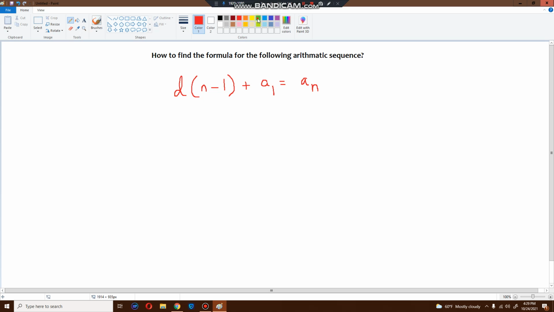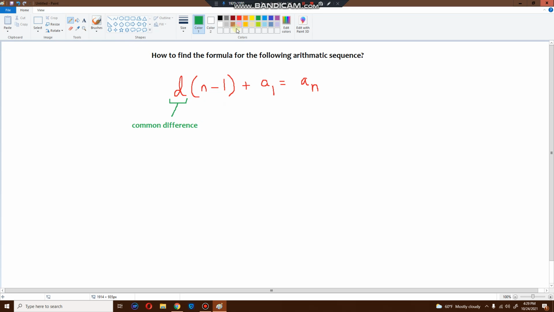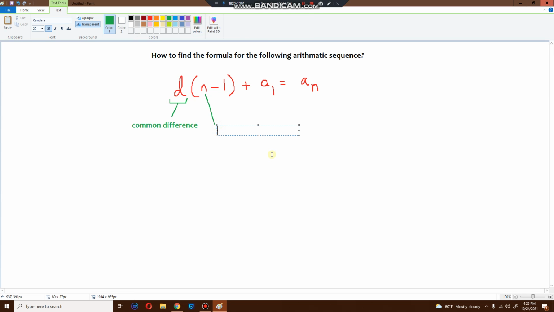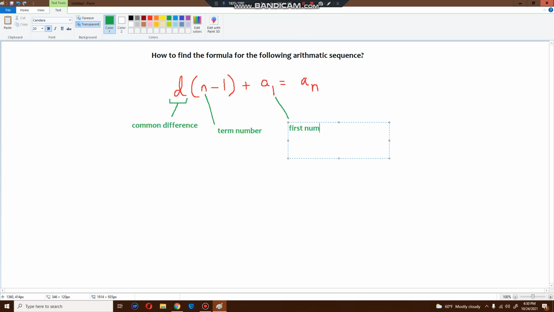So let me first explain to you what each one of these letters stands for, all right? This letter D over here represents something called the common difference, okay? And I'll explain this to you with an example. But first, let me define every single letter that you're seeing over here. The next one, this letter N, refers to term number. The letter A1 or A sub 1 represents the first number in a sequence.